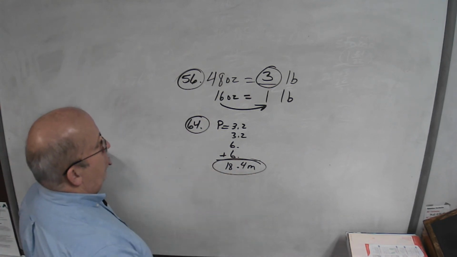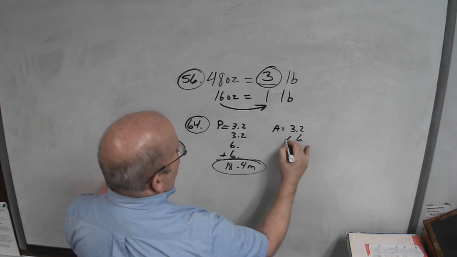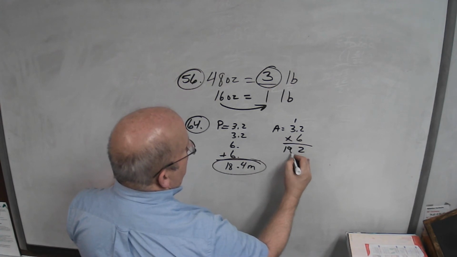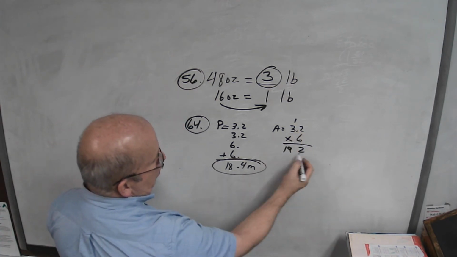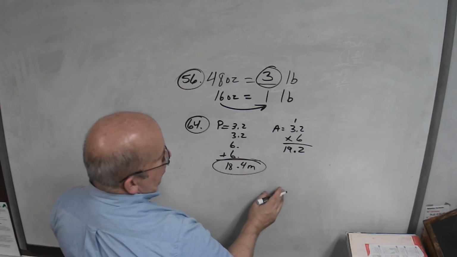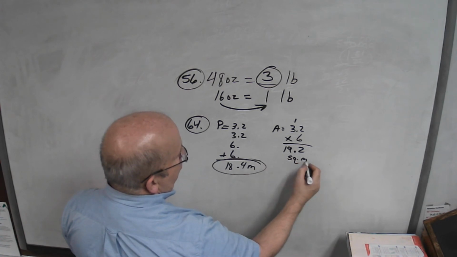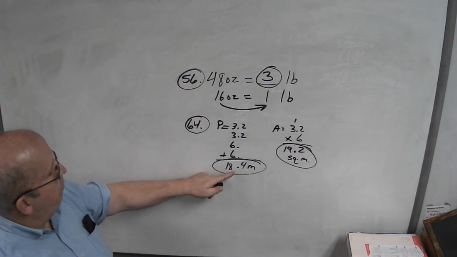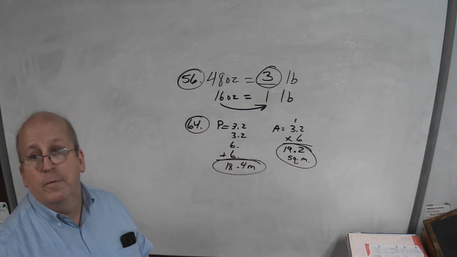Now I'm going to find the area. Area equals length times width. So I just simply take the 3.2 times the 6, and I get 192. But there's one decimal place value, so I start on the right side, and I put it 1 over. 19.2 square meters. So the perimeter is 18.4. The area is 19.2. We're done with 64.